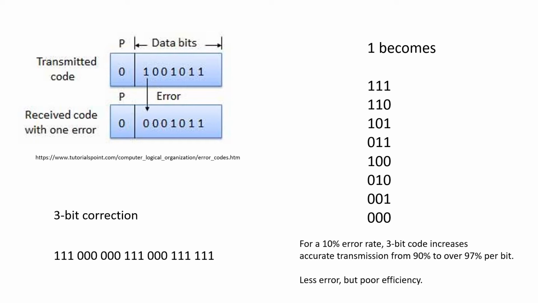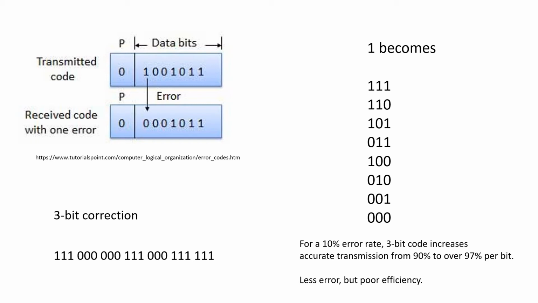But now here's the important part. Remember, each bit has a 90% chance of being transmitted correctly and only a 10% chance of being transmitted incorrectly. So those 8 possibilities are not all equally likely. And if you get 111, you will assume that I meant to send a 1.